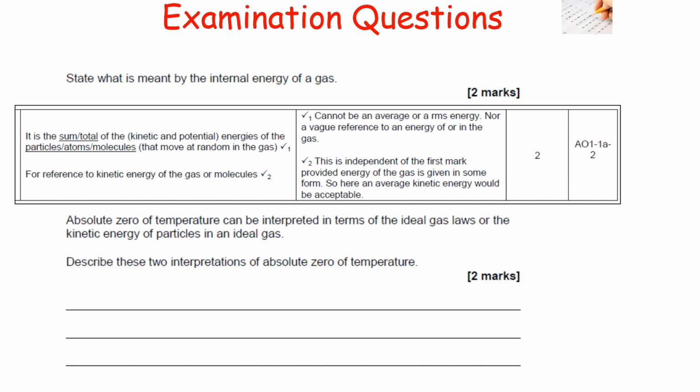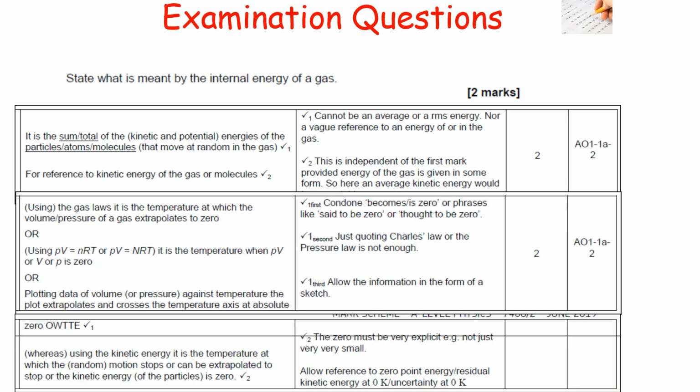Now the second one is the interpretation of absolute zero. It's important that you understand that in the gas laws, it's the temperature at which the volume or pressure of a gas extrapolates to zero. So it's the point where a gas does not exert pressure anymore. When PV equals nRT, it's the temperature where P or V is zero, because they link through. Or when you plot a graph of volume against temperature, it's where it crosses the temperature axis, where the volume will equal zero.